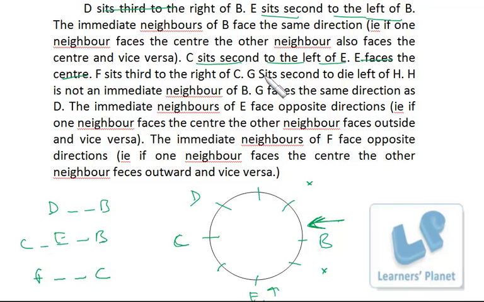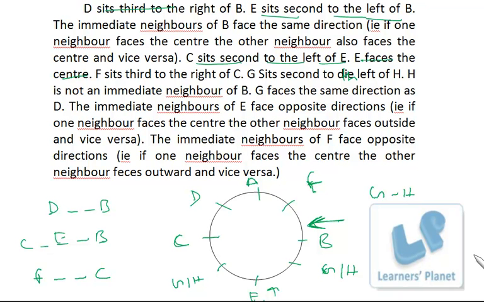Then G sits second to the left of H. That means between G and H only 1 person. So if we see from here, G and H with 1 person between cannot be set anywhere else except these 2 positions, right? So maybe G here, H there, or maybe G here, H there. So for once we just write G and H in either order. That means F has to be here. Okay, so the remaining person A has to be here.